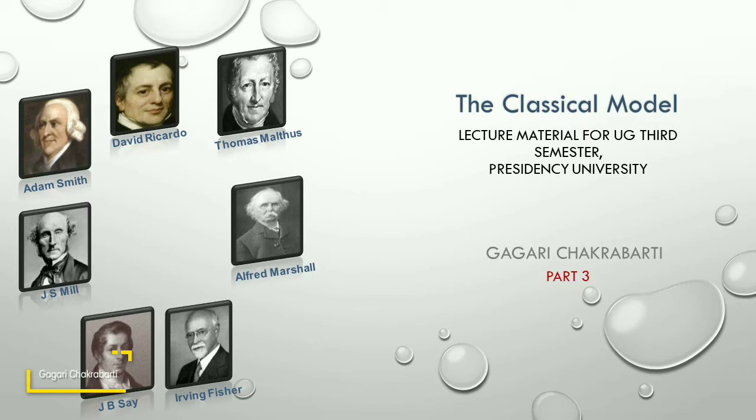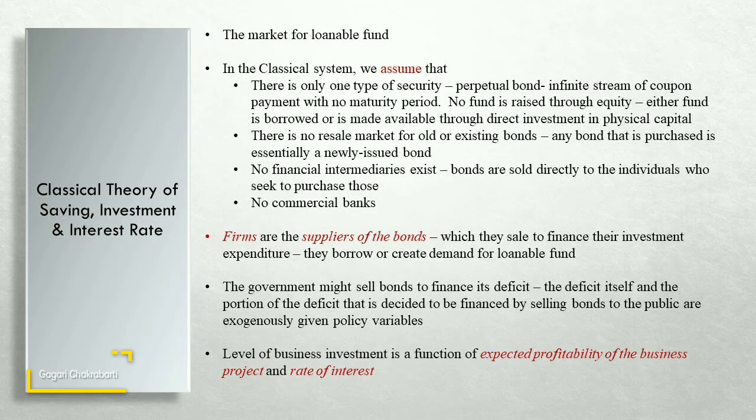Then we shall be moving on to the two lines of defense in the classical model. Finally, we shall be checking whether overproduction is possible in the classical model. Specifically, we shall be checking whether supply creates its own demand in the classical model. The classical theory of saving, investment and interest rate starts in the market for loanable fund.